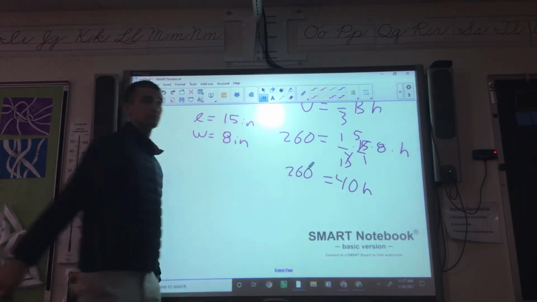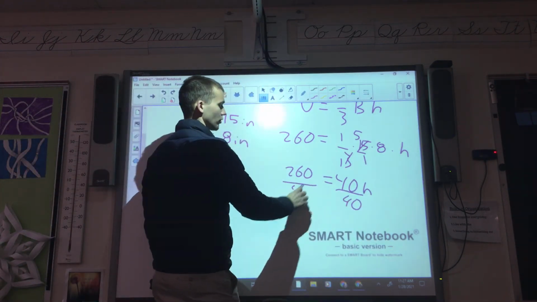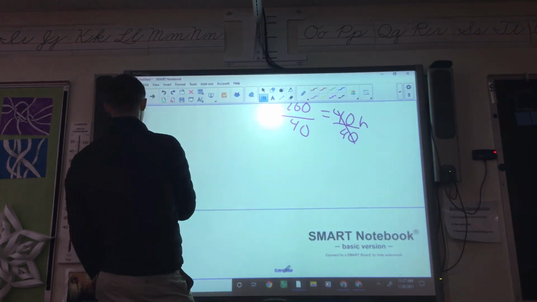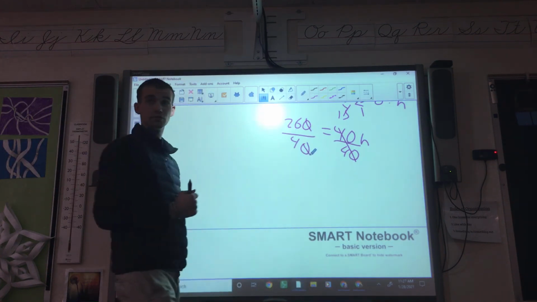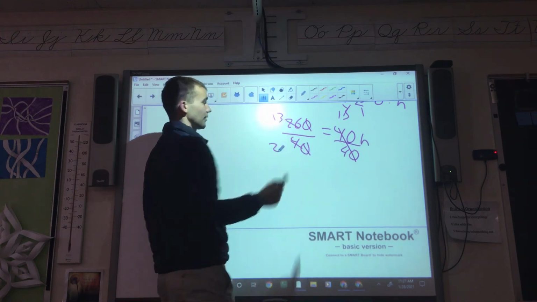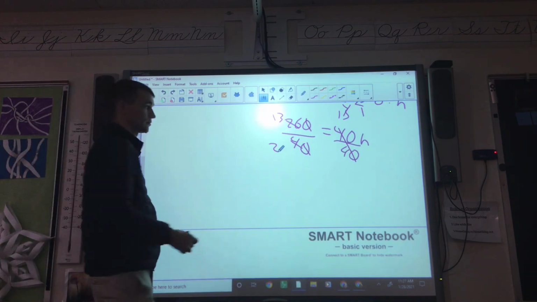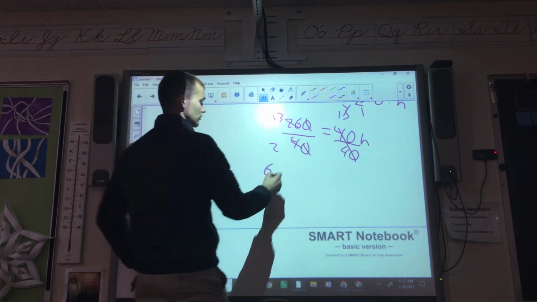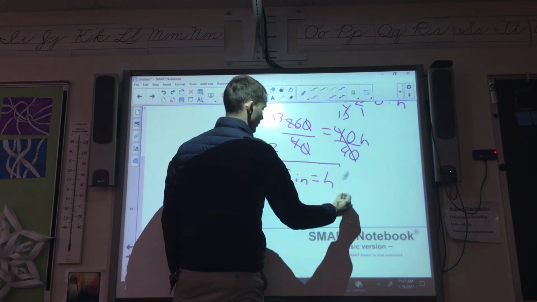40H, how do you get H by itself? Actually divide by 40, because you want to undo what's already being done on that side. And now I have this, 260 over 40, that can be reduced. I can divide by 20, becomes 13 divided by 2. What's 13 divided by 2? 6.5. Yeah, 6.5 inches is the height.